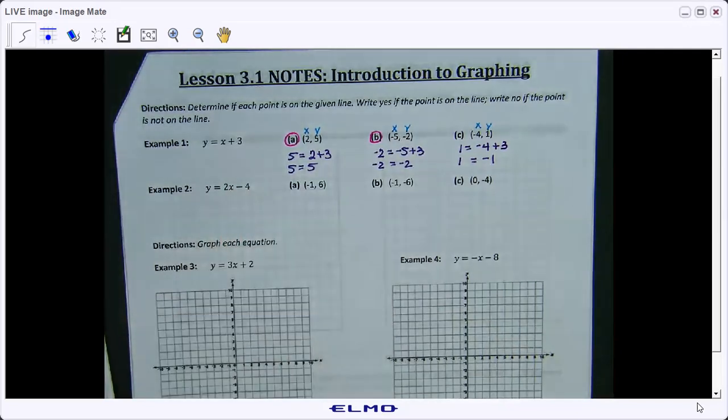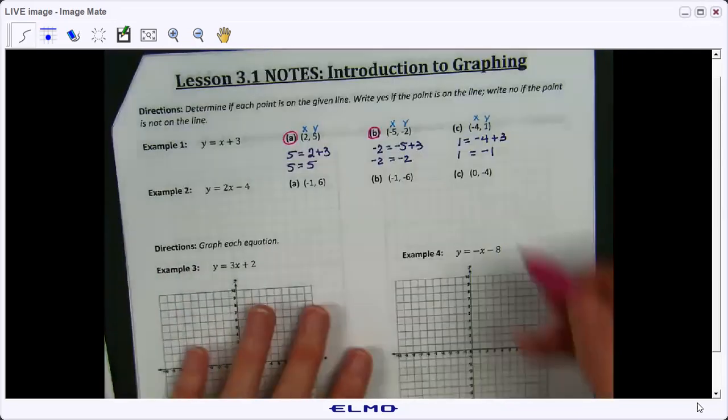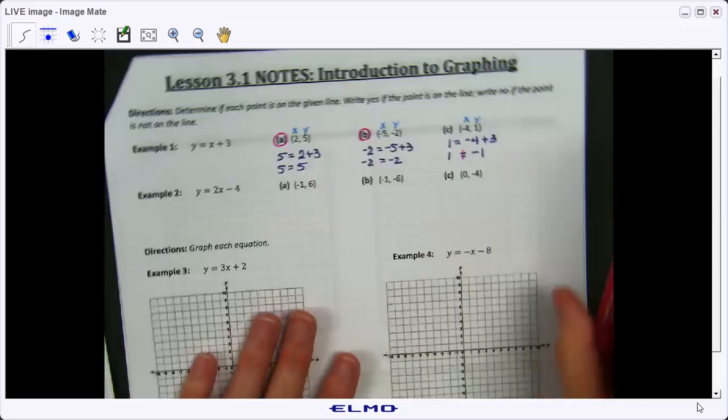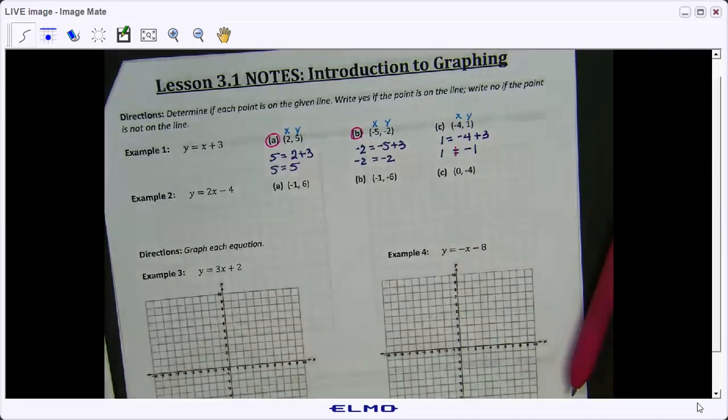So this is saying that 1 equals -1, and that is not the case. That slash through the equal sign means not equal. And so we will not circle C because (-4, 1) would not be on the line. The line would not go through that ordered pair. Does that make sense?